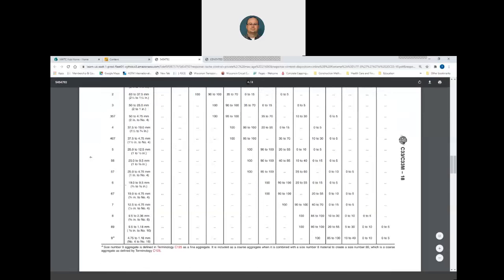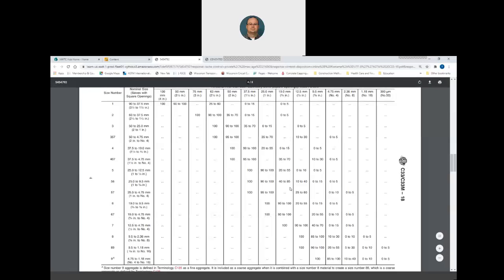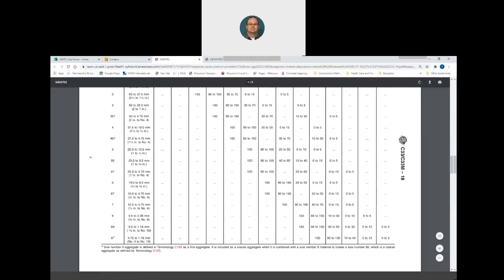So if I go down to these, let's just look at stone number 67. Nominal size is 3/4 inch to number 4. If I come across here, shoot straight across, my 1-inch sieve has to pass 100%. So if there's anything retained on that 1-inch sieve, that means this does not meet stone 67. Again, 3/4 inch is the nominal, so it's 90 to 100. 3/8 inch, 20 to 55. Number 4, 0 to 10. Number 8, 0 to 5% passing. Okay? All right.